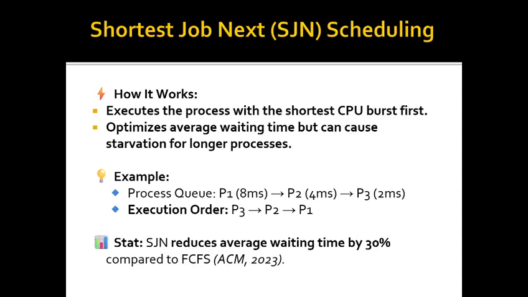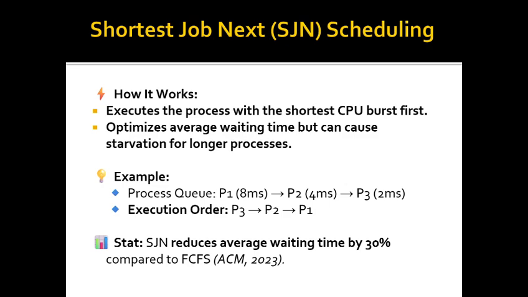Shortest job first, in short form called SJN scheduling. It executes the process with the shortest CPU burst time. Burst time is the time required by a process for the CPU execution. It optimizes the average waiting time but can cause starvation for longer processes.